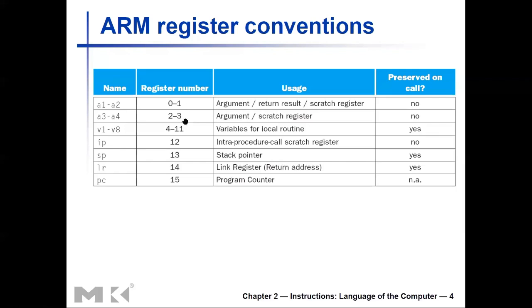Both these rows say that you can put arguments in 0 to 1 and 2 to 3, and also 0 to 1 you can use to return the result, and it can also be used as a scratch register.